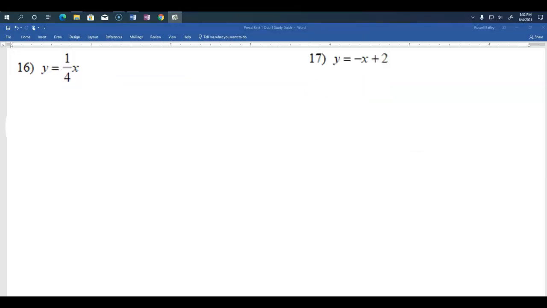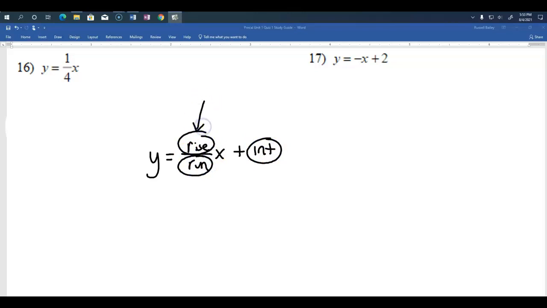All right, so for number 16 and 17, we have some missing numbers. Whenever you have an equation in slope-intercept form, you're going to have 3 numbers. You're going to have a rise, you're going to have a run, and you're going to have a y-intercept. Okay, so those are our 3 numbers that we care about. Now, if any one of these are missing, that means they equal 1. So if you're missing a rise, a run, or both, then they equal 1. If you're missing a y-intercept, that would mean it equals 0.